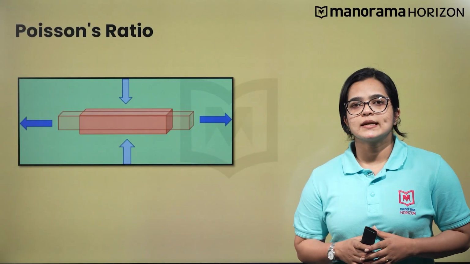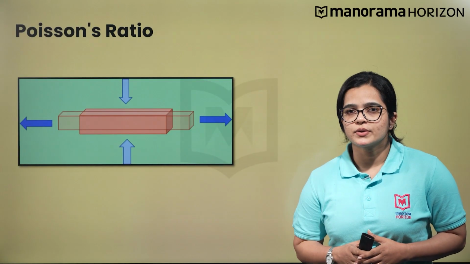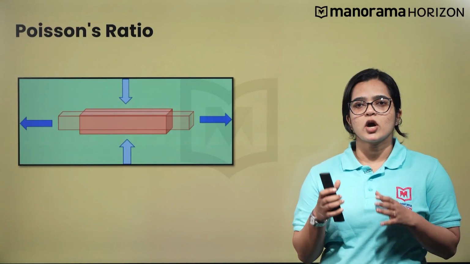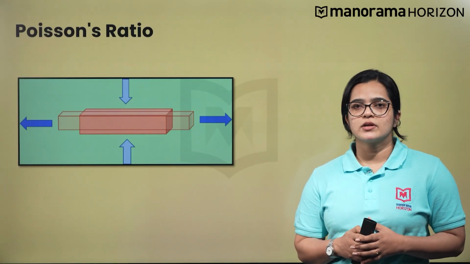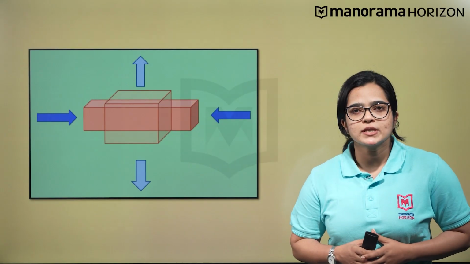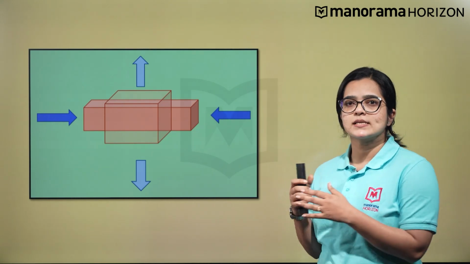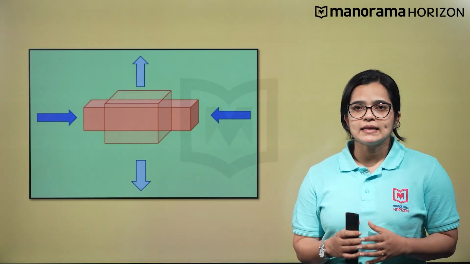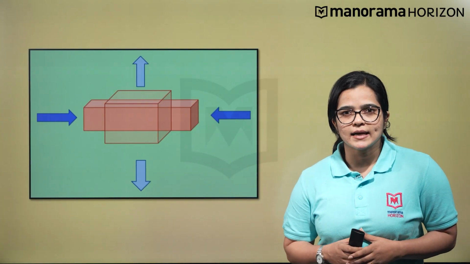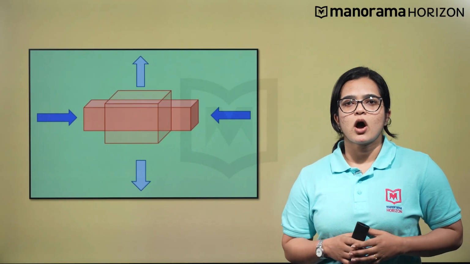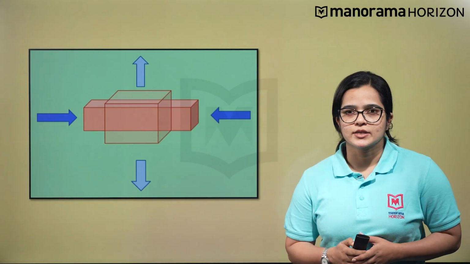Consider an object under tensile stress. We know that the object stretches in the longitudinal direction, but at the same time the object gets thinner. This means that it gets compressed in the lateral direction. Similarly, when an object is under compressive stress in the longitudinal direction, it gets compressed in the longitudinal direction and gets extended in the lateral direction. The key takeaway here is that when you apply stress to an object in the longitudinal direction, it also gets deformed in the lateral direction.